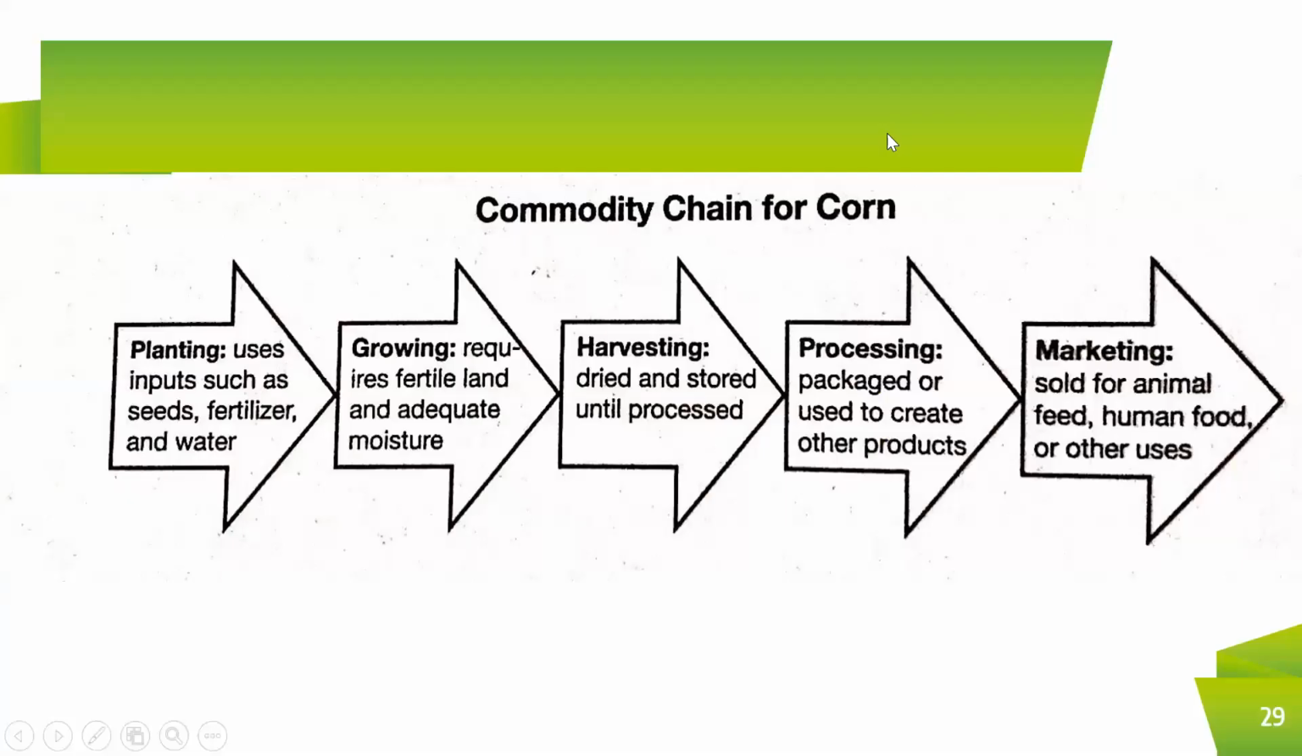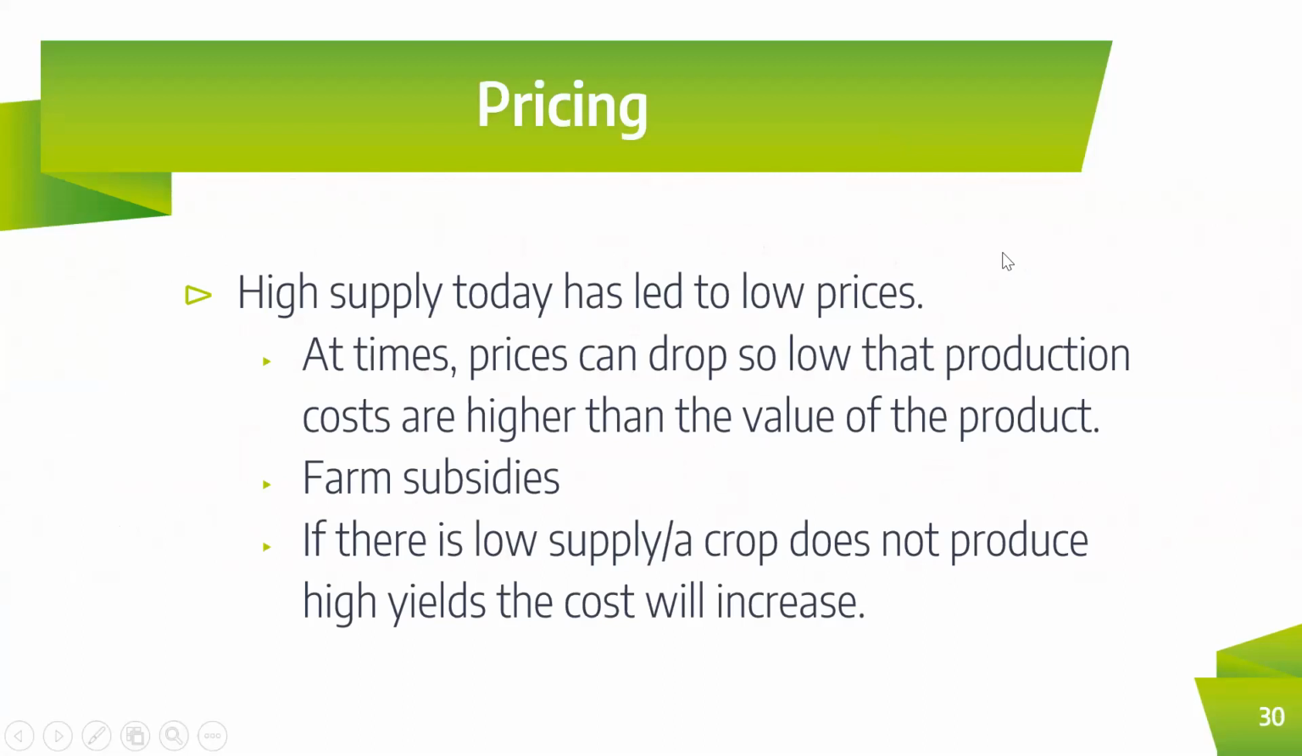You see this commodity chain for corn here, using inputs like seeds, fertilizers, water, growing it, harvesting it, processing it, marketing. So that being said, even though that is a complex chain, let me take a step back. The dramatic growth in the production of crops due to technology has led to higher supply of whatever we want today, and because of that, it's led to low prices. It's one positive of the green revolution, the technology there.